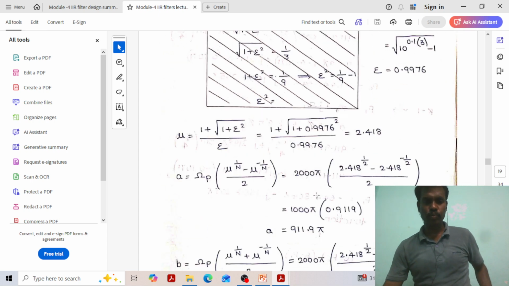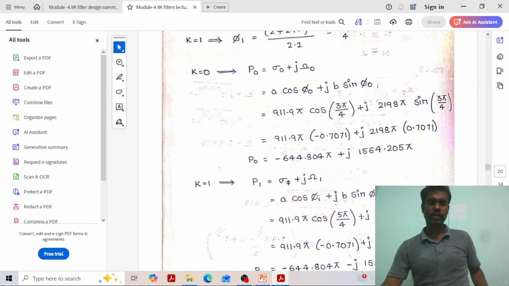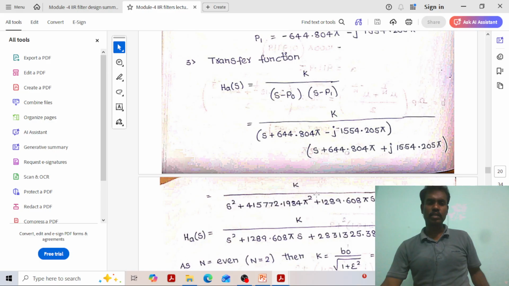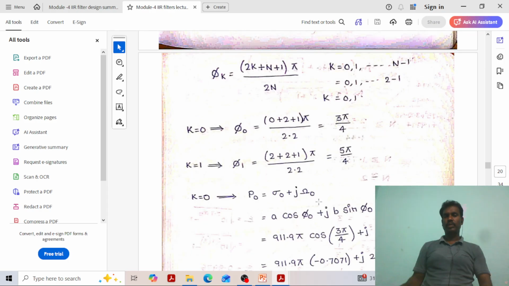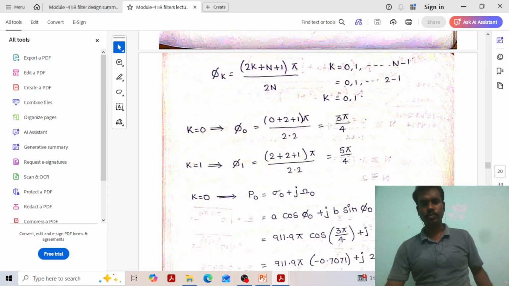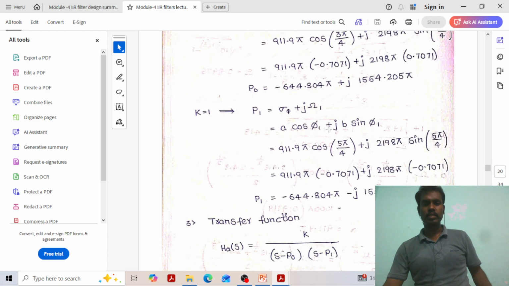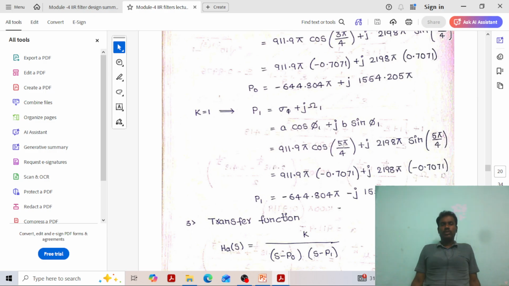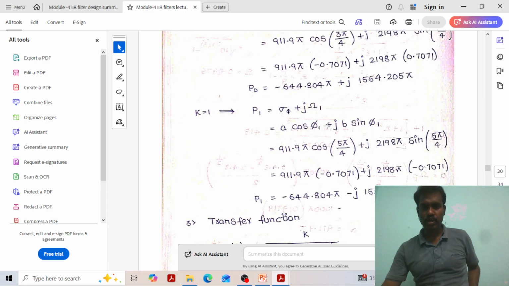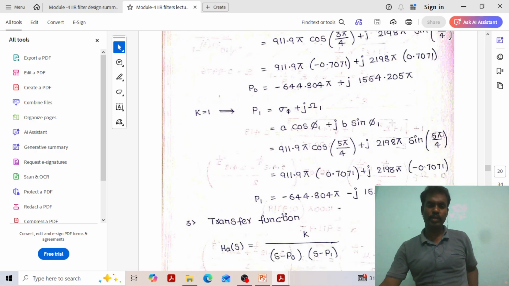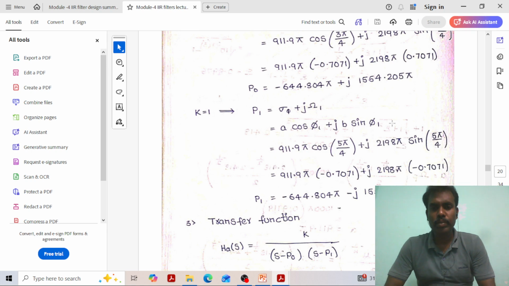Next we want to find out pole locations. What is the pole location? As I told, it follows an ellipse. So what is this ellipse? It is in the shape of sigma plus j omega. What is sigma? It is a cos phi k. What is omega? It is b sin phi k. So this is a cos phi 1 plus j b sin phi 1. Phi 1 is nothing but simply phi k, we will substitute. So what are the a and b values?